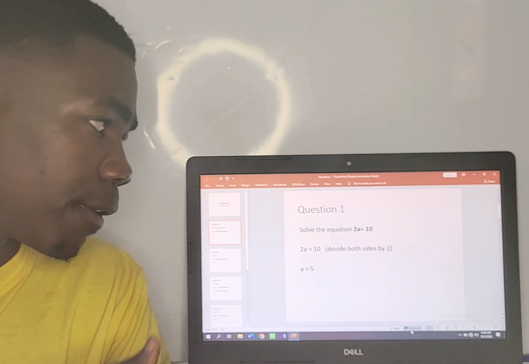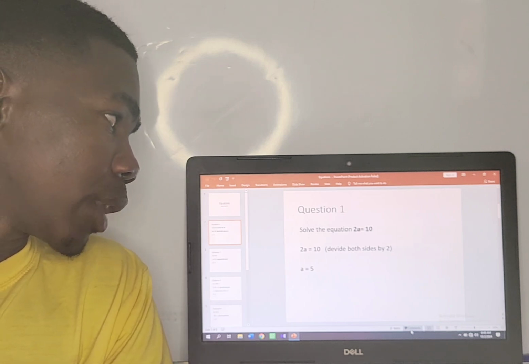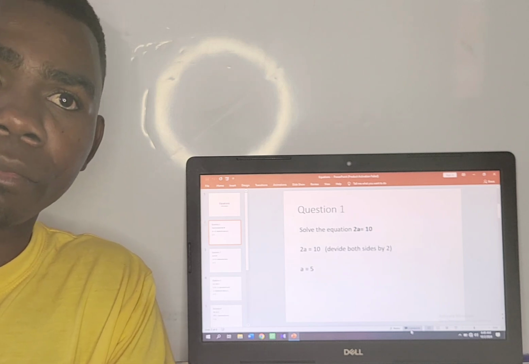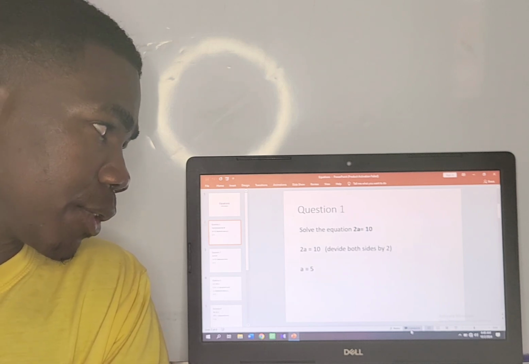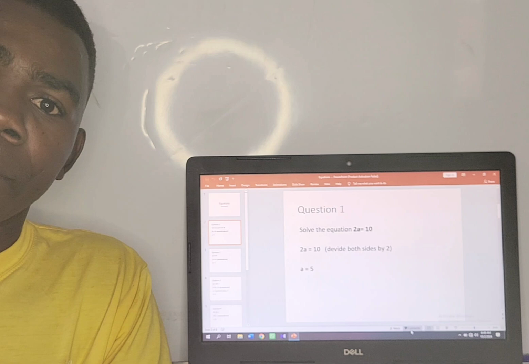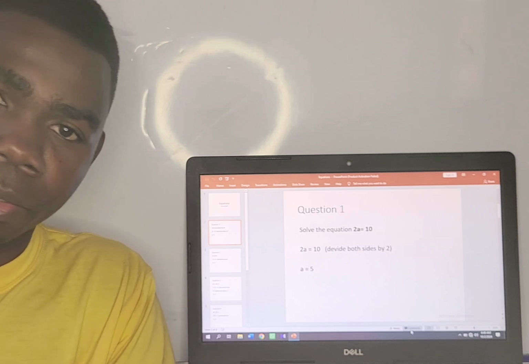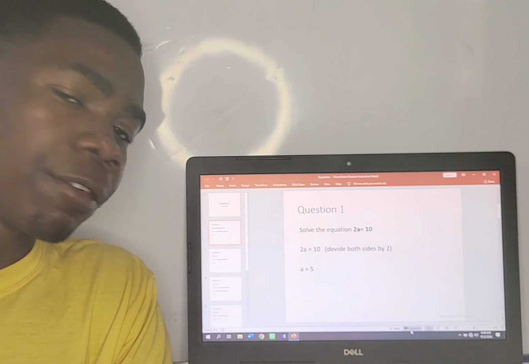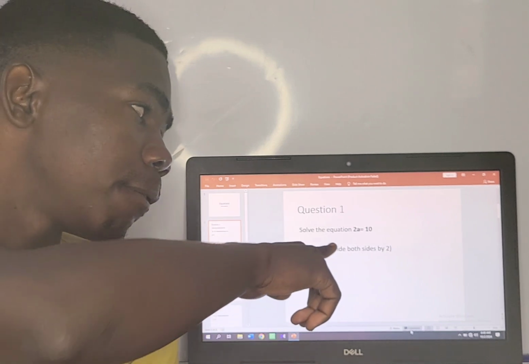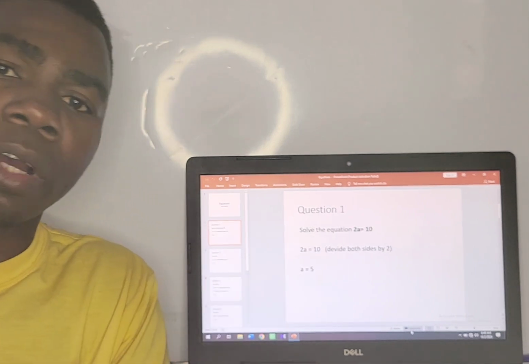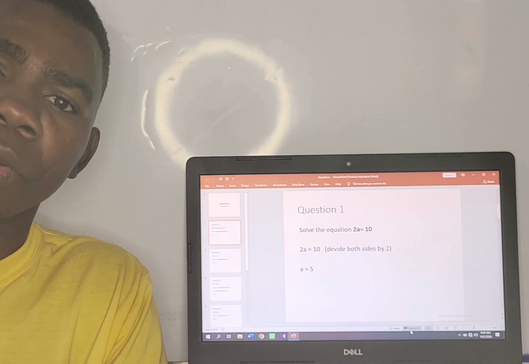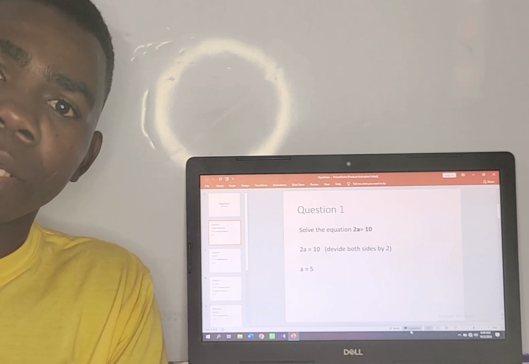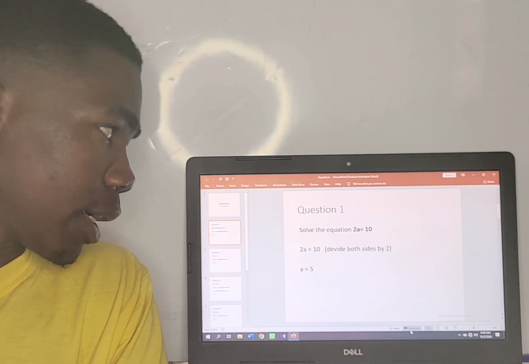Let's consider question number 1. We are given: solve the equation 2a equals 10. It's a linear equation. So why are we saying this is a linear equation? The coefficient of the unknown is 1. So if you are asked to solve the equation, it means the equation is linear.